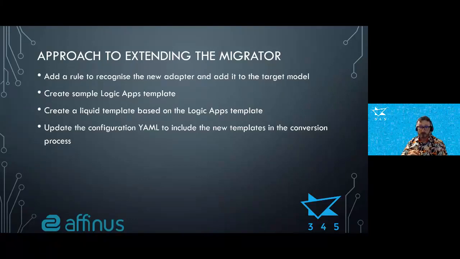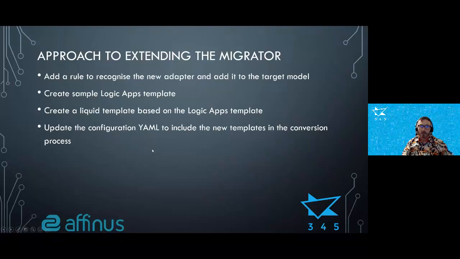What you'll also need to do is create a Logic App template that represents that adapter, and then go through the process of creating a Liquid template based on that Logic Apps template. Liquid allows you to merge data and a template and produce an output file. And then you need to update some configuration to include it, so that the migrator knows that template is available in the conversion process. So that's the overall approach to how you extend the migrator.